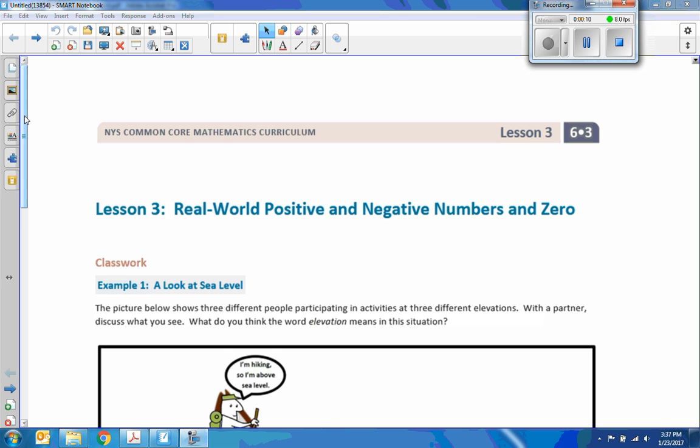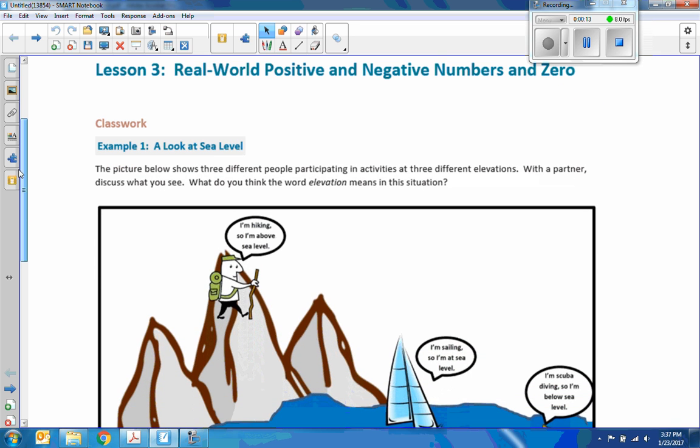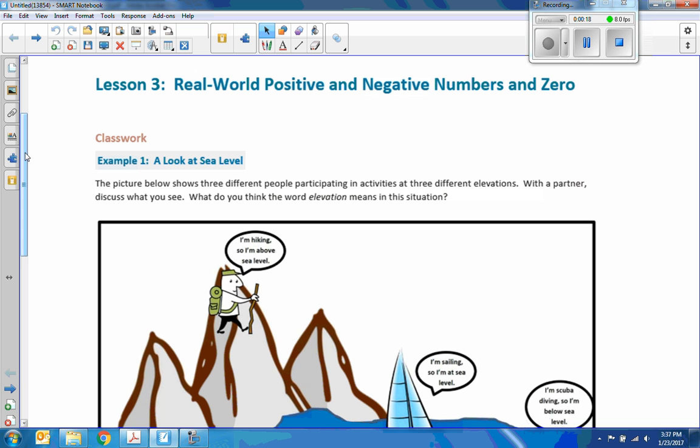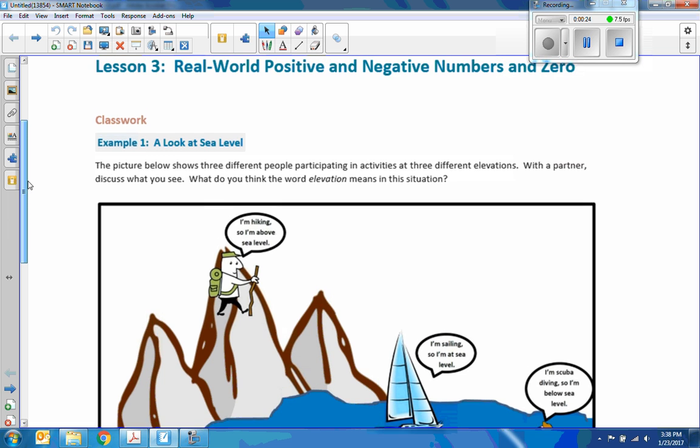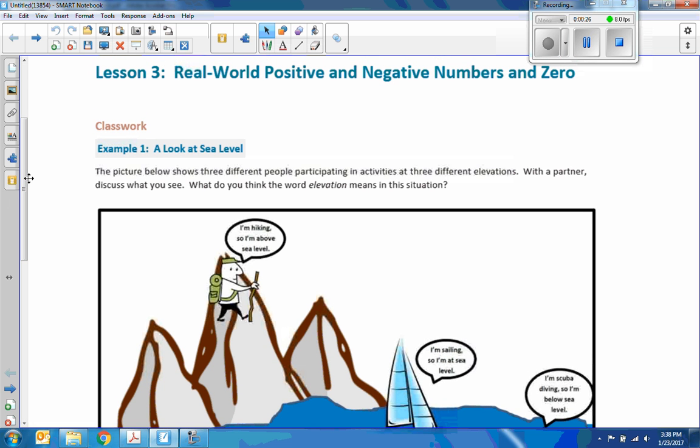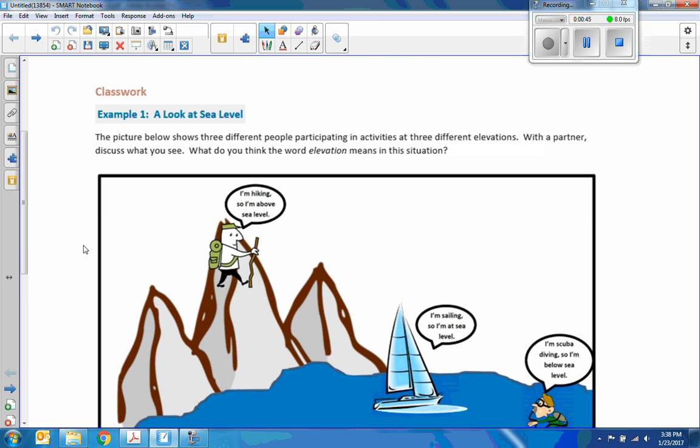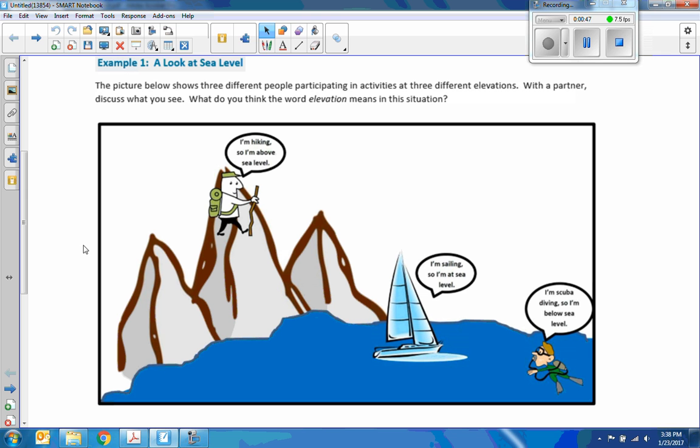This is lesson 3 from module 3, and it's real world positive, negative numbers, and zero. Okay, classwork, example 1. We look at sea level. We're very close to sea level because the Ionian Sea is just a short drive east of here. Probably 15 minutes, 20 minutes, depending on where you're going. So anyhow, the picture below shows three different people participating in activities at three different elevations with a partner. Discuss what you see. What do you think the word elevation means in this situation?